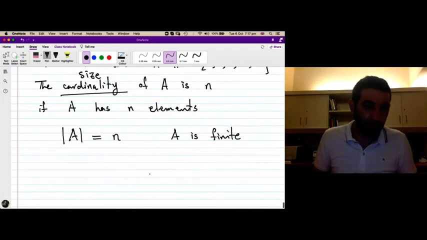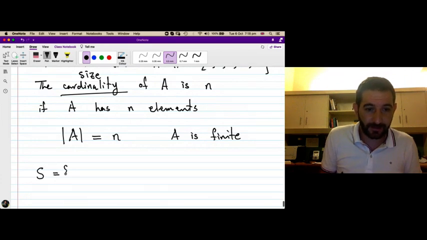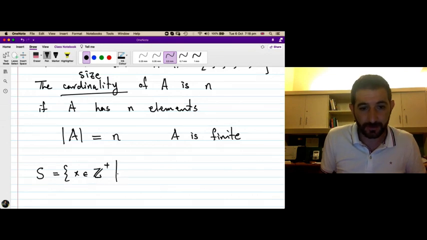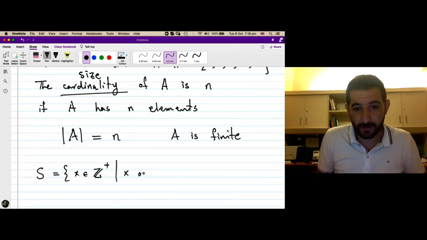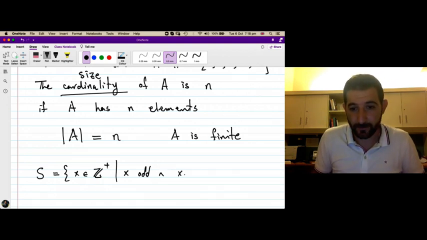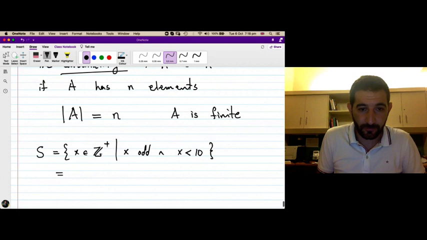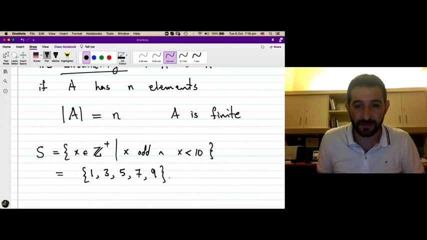Okay, for example, look at this set S, which is the set of all positive integers x such that x is odd and x is strictly less than 10. So what is this set? This is the set of all positive odd integers less than 10. So 1 is odd and positive, then 3, 5, 7, 9, and that's it. 11 is bigger than 10. So only these integers satisfy the membership condition.